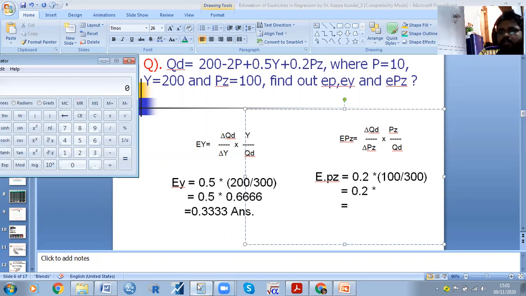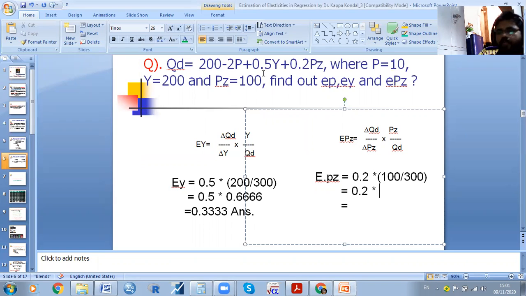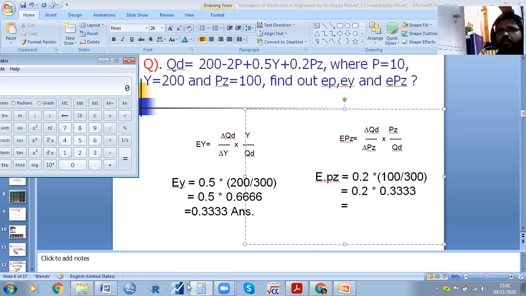How much is 100 by 300? 0.333. Then you can multiply 0.2 into 0.3333, which gives 0.0666.